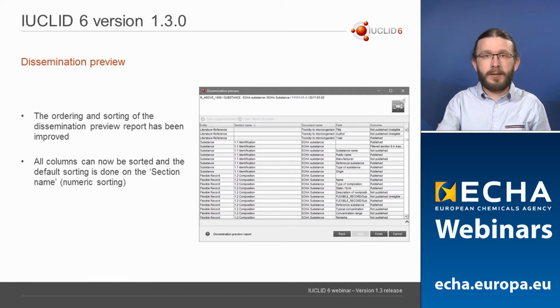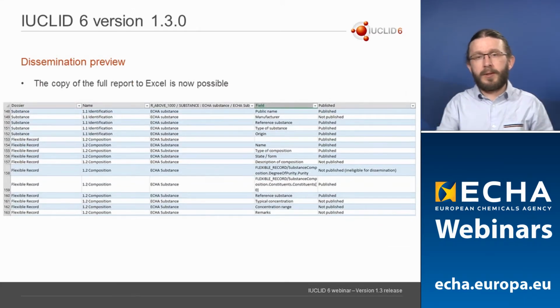This is a list of fields with their publication status, either published or not published, or filtered because of confidentiality reasons. And this report was not sorted correctly in the past, so we have fixed that in this new version. And we have defined a default sorting column, which is the section name. The sorting is numerical, so you can browse through the content of your filtered dossier in a logical way.